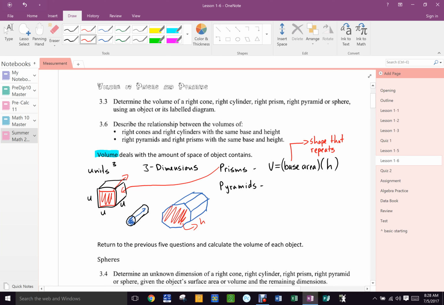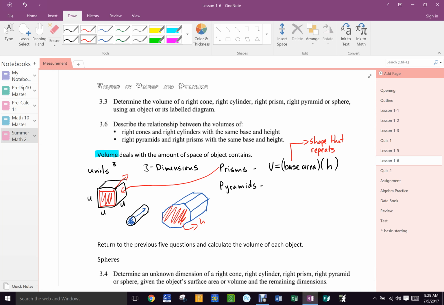Pyramids are slightly different. And I'm going to use this as my example because a cylinder and a cone are prisms, right? So right now this is a cylinder. It's got a shape that repeats, right? If I told you that I want the volume, you would all do pi r squared here multiplied by this, right? Everybody's happy with that.